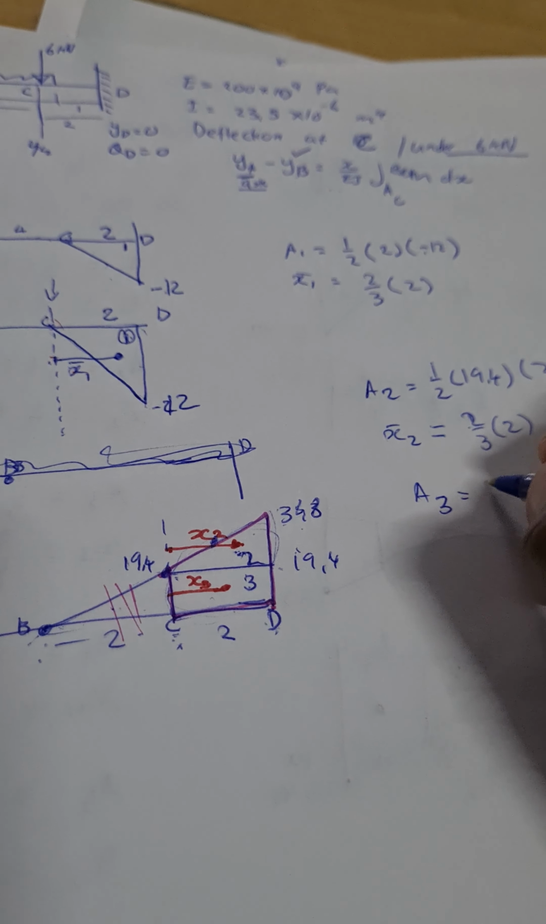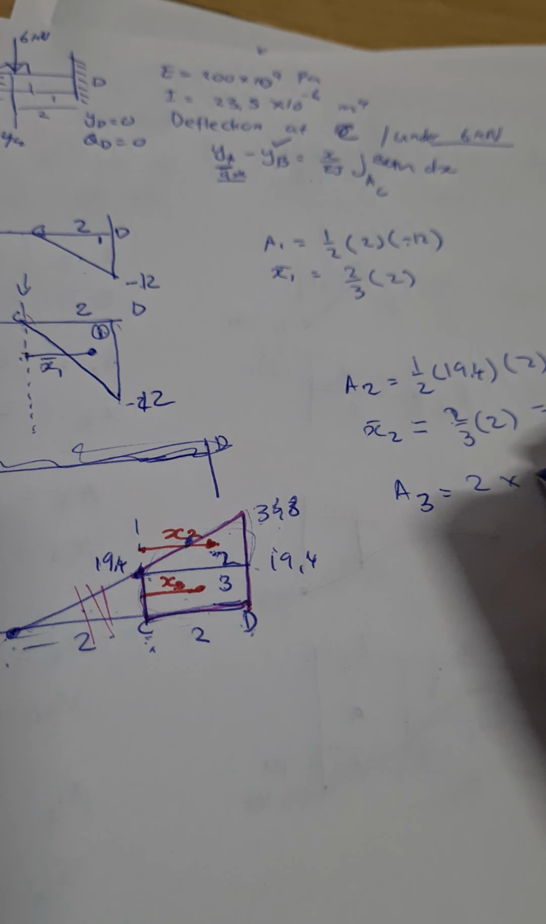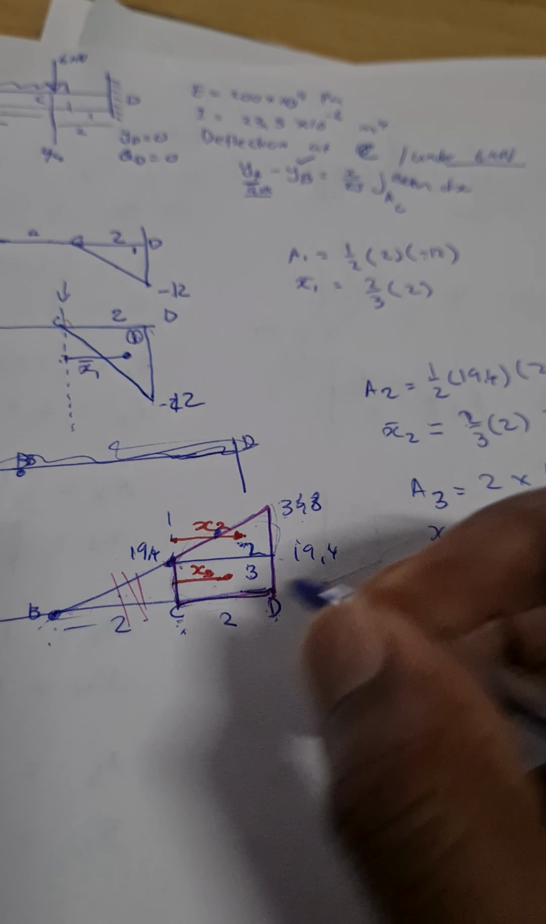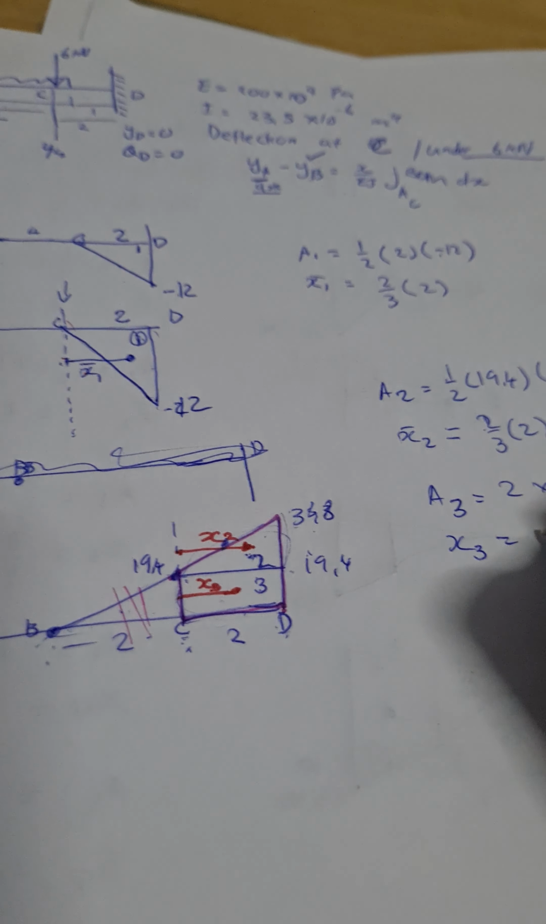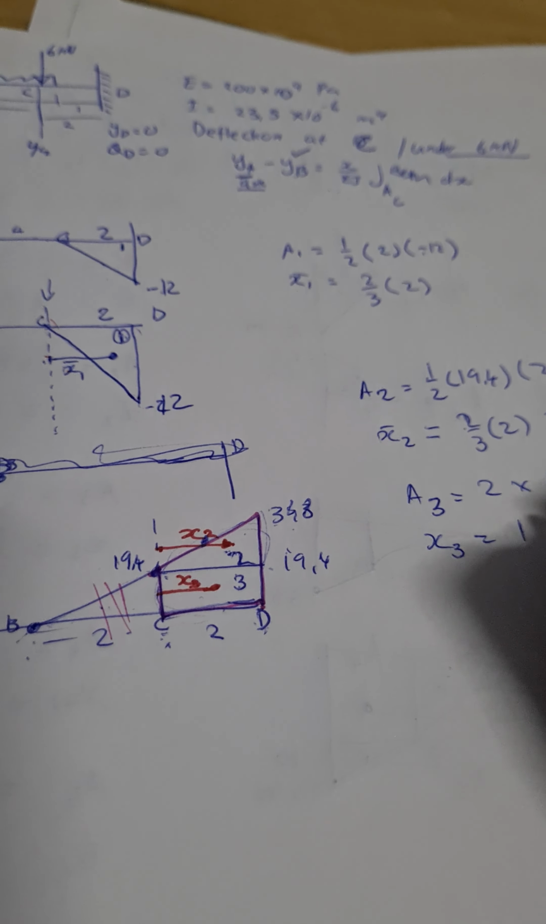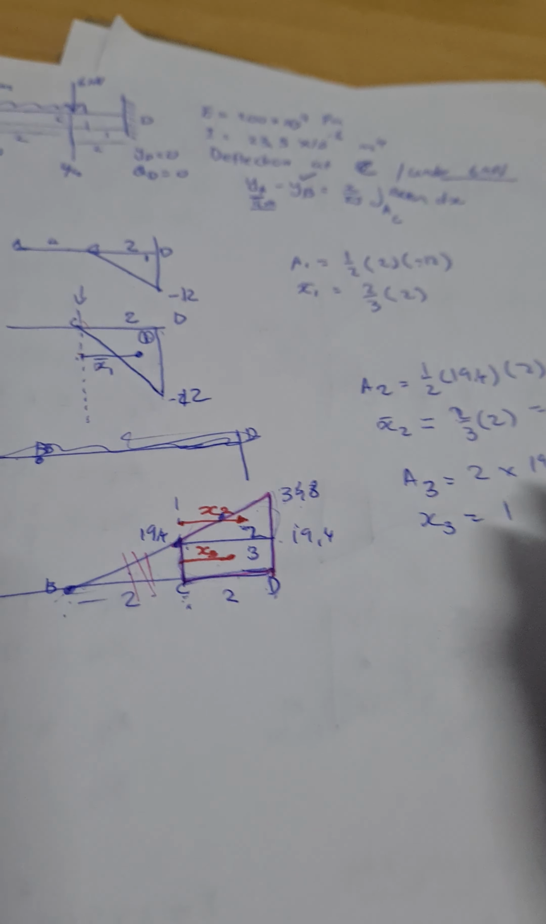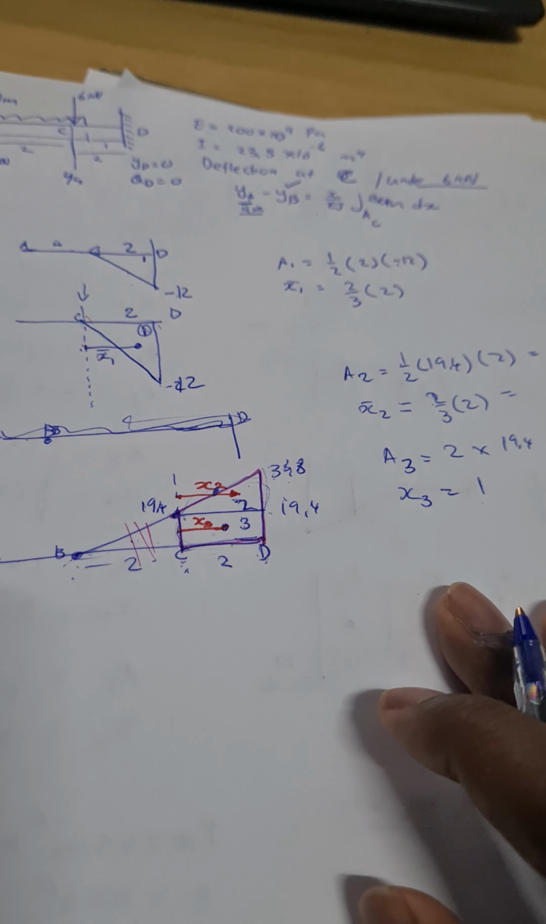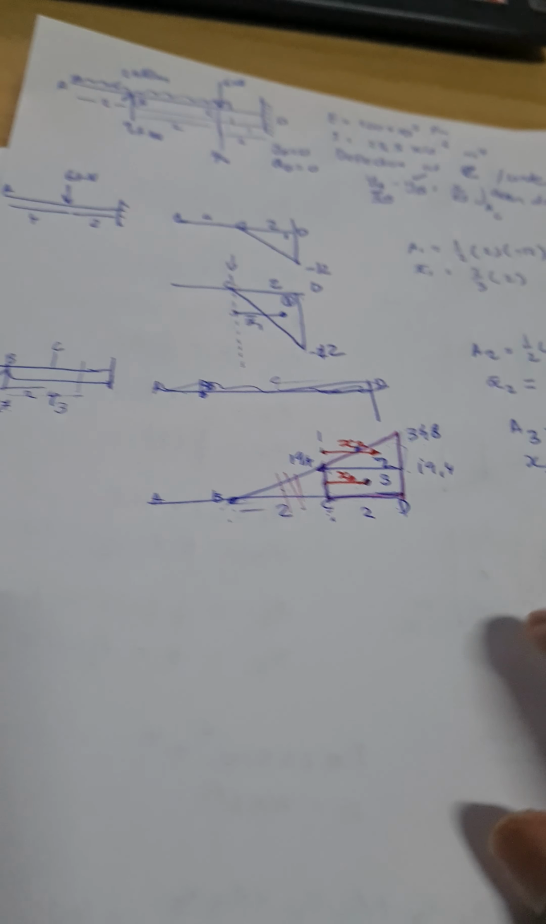Then again, area 3 is equal to what? This is a rectangle times 19,4. You have your answer. And then x3 is what? From here to here, it's just 1. 2 divided by 2 is 1. From here to here, it's 1. You see?